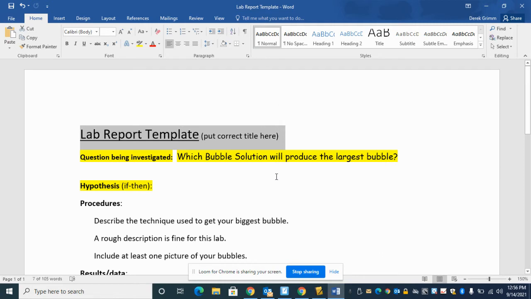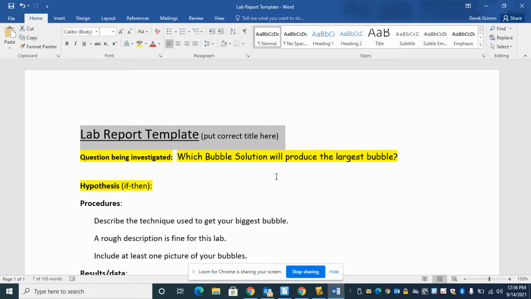Remember, kiddos, our title should have two things: our independent variable, in this case, our type of soap solution, and then also our dependent variable, the diameter of the bubble. So you want to include your independent variable and your dependent variable in your title. That's going to be it.